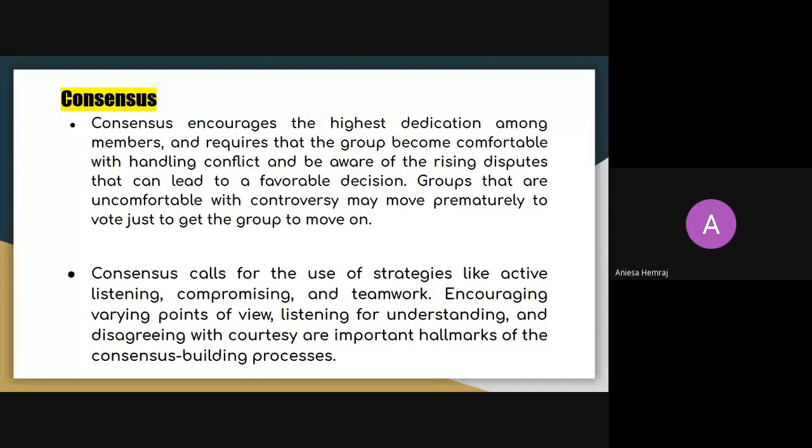Consensus encourages the highest dedication among members and requires that the group become comfortable with handling conflict and be aware of rising disputes that can lead to a favorable decision. Groups that are uncomfortable with controversy may move prematurely to vote just to get the group to move on. Consensus calls for the use of strategies like active listening, compromising, and teamwork, encouraging varying viewpoints. Listening for understanding and disagreeing with courtesy are important hallmarks of the consensus building process.